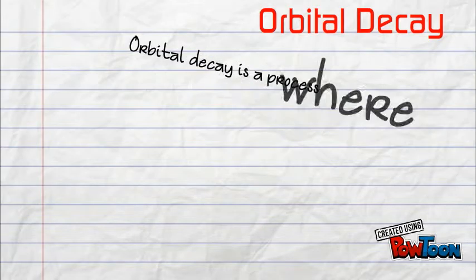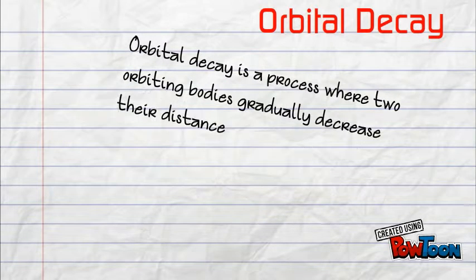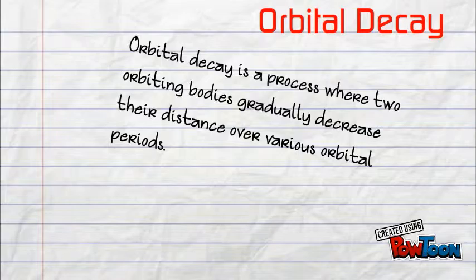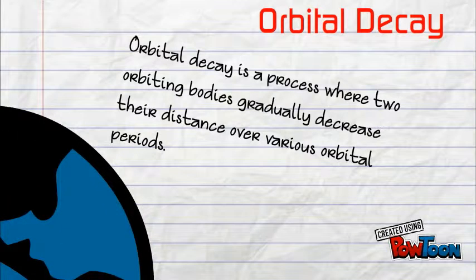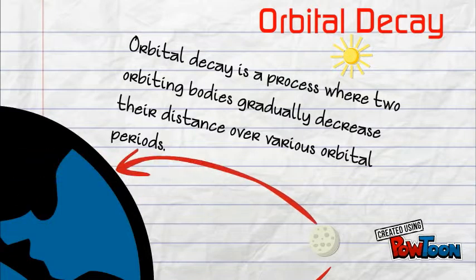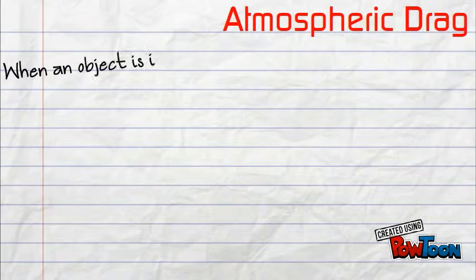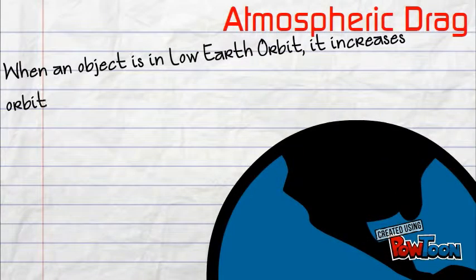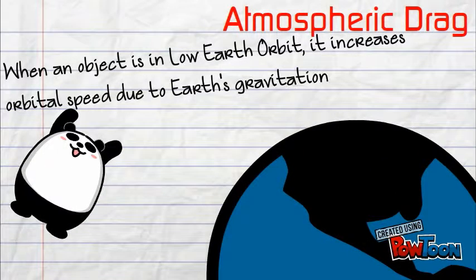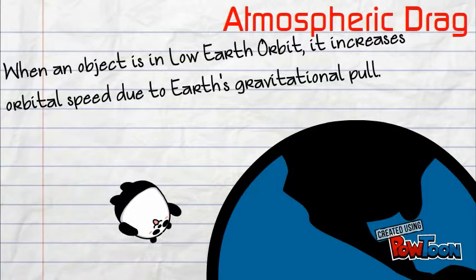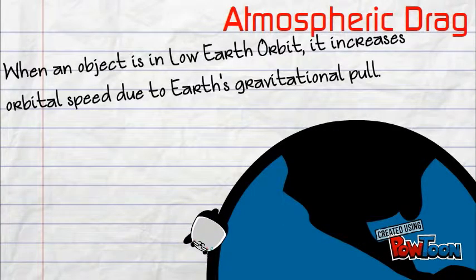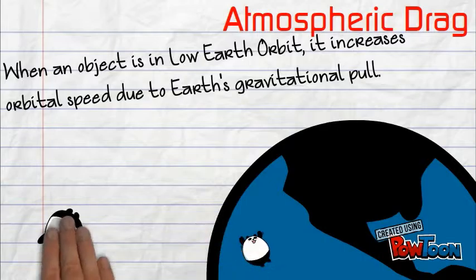Orbital decay is a process where two orbiting bodies gradually decrease their distance over various orbital periods. Some orbiting bodies are a star and its planet, or a planet and its satellite. There are three different known ways orbital decay happens. When an object is in low Earth orbit, it increases orbital speed due to Earth's gravitational pull. Since the pull of gravity is stronger than the forward motion of inertia, the object will crash into Earth.